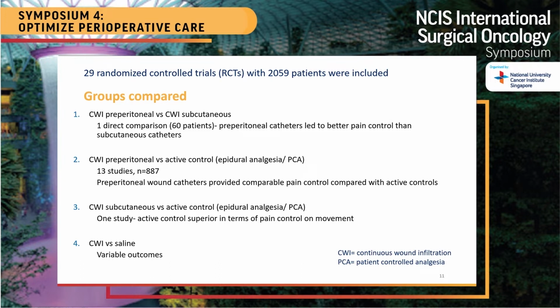The second would be of most interest to us, comparing pre-peritoneal catheters versus active controls, meaning patients who are using epidural analgesia and PCA. That included 13 studies and showed that pre-peritoneal wound catheters provided comparable pain control compared to active controls. The third group compared subcutaneously placed catheters with active controls and showed that active controls were superior in terms of pain control during movement. Interestingly, the last group comparing continuous wound infiltration versus saline showed variable outcomes.